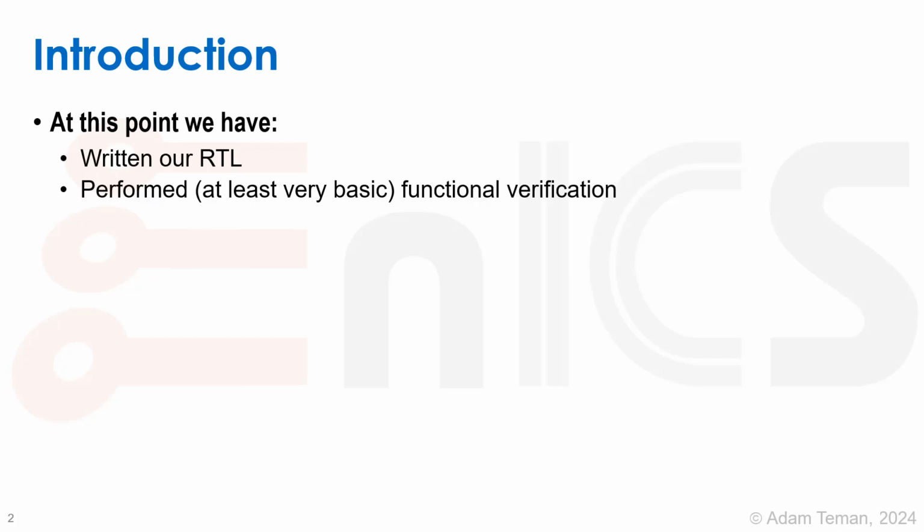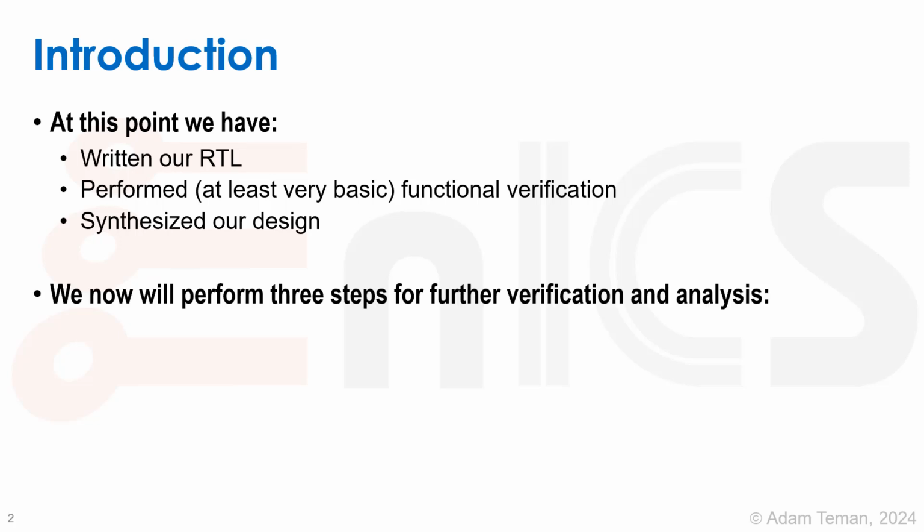Okay, so let me give a short introduction here. At this point in our demonstration, we've written our RTL, we've performed at least very basic functional verification through some sort of a direct test or something like that, and we synthesized our design. So now we have a synthesized netlist, a netlist that is mapped to standard cells. And now we're going to perform 3 steps for further verification and analysis.